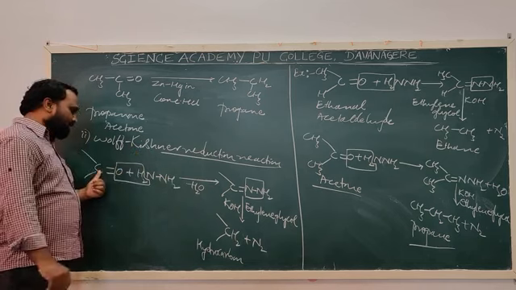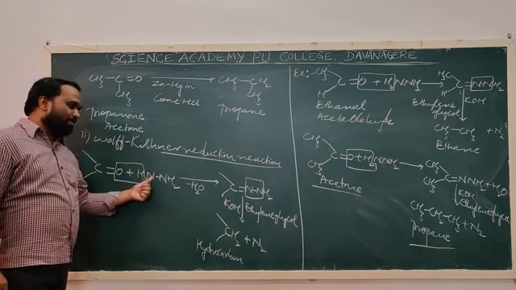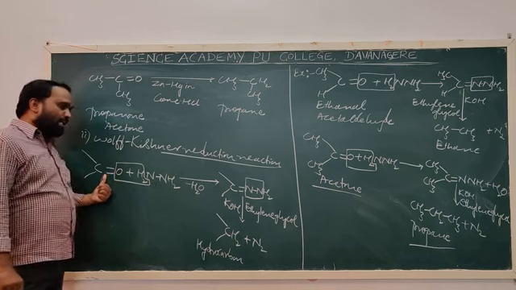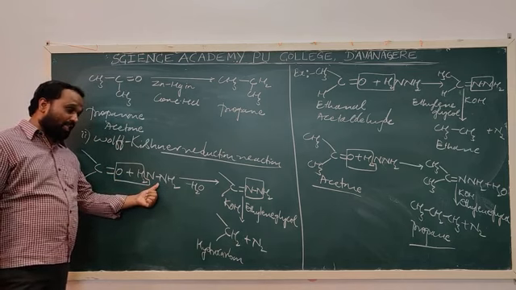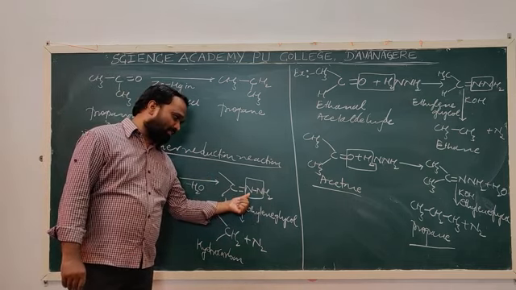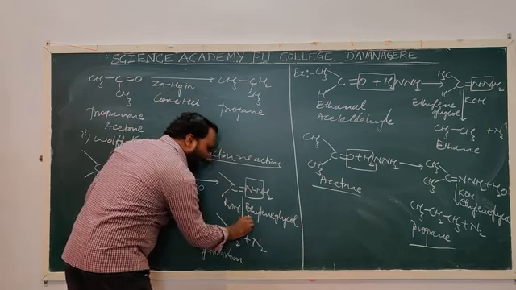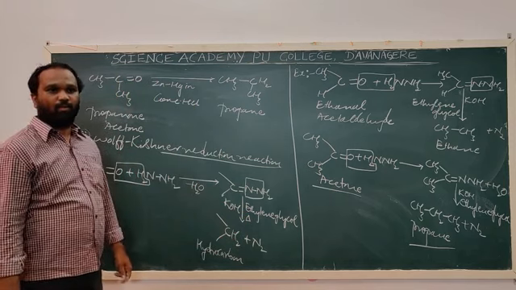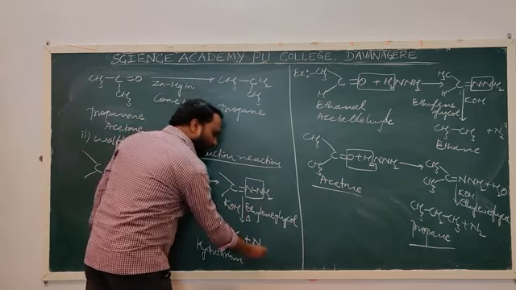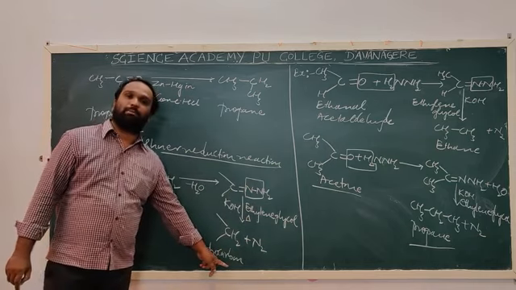Aldehydes and ketones first react with NH2NH2. Do you know the name of this NH2NH2? This is called hydrazine. Aldehyde or ketone first undergoes reaction with hydrazine and gives the corresponding hydrazone. Now this product, on heating with KOH and ethylene glycol, what happens? The N2 goes off, giving a product called a hydrocarbon.